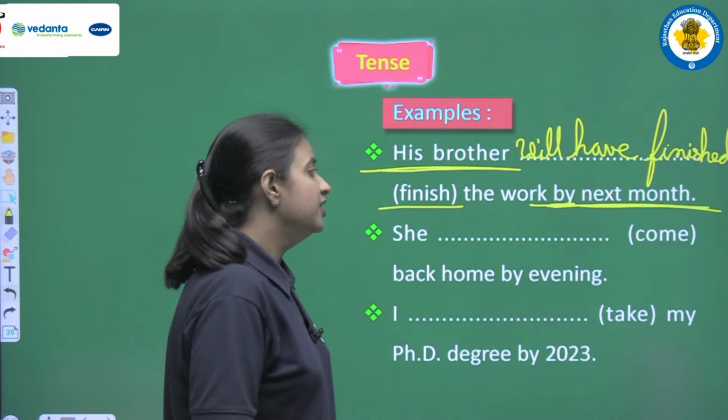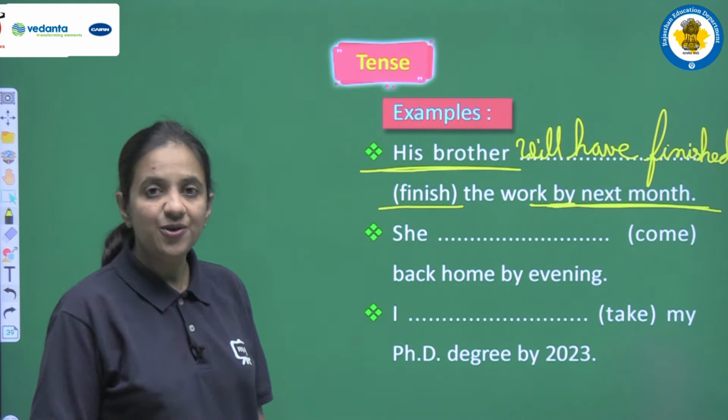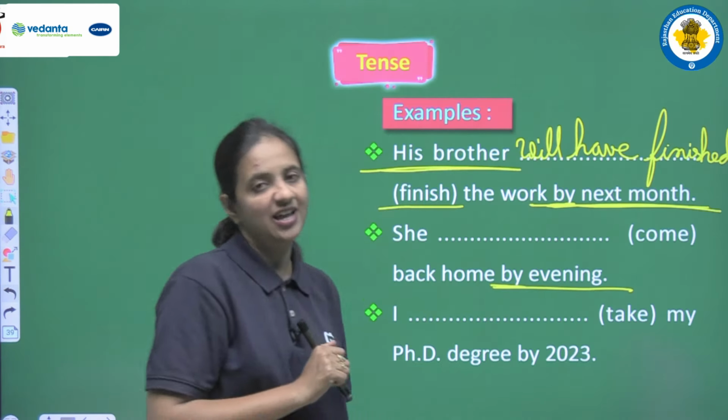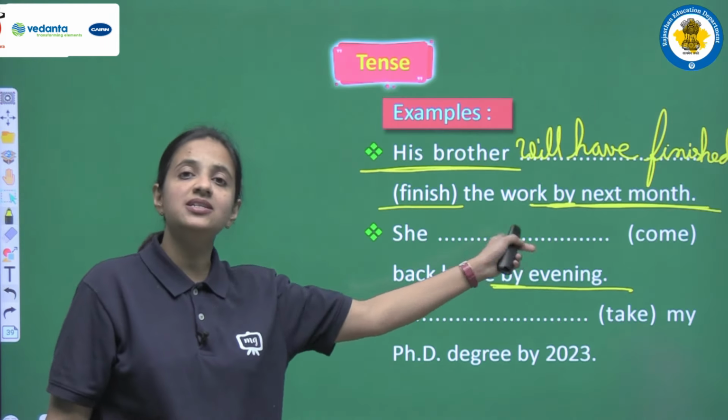Next we are having, she come back home by evening. Again we are having time and we are having by before the time, so we can say we are having by plus time here.